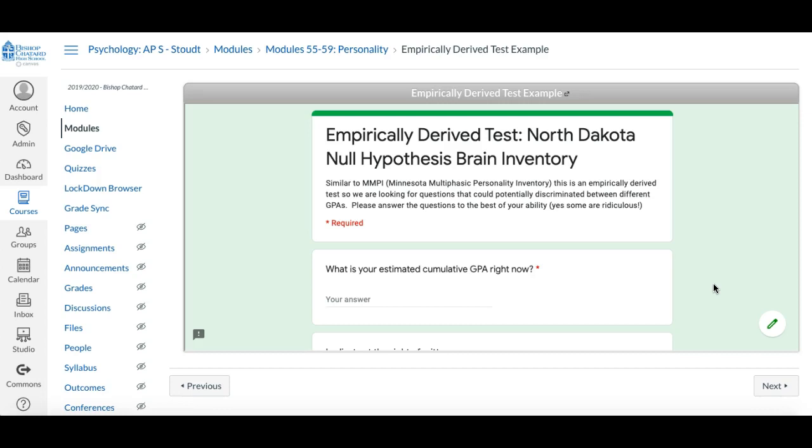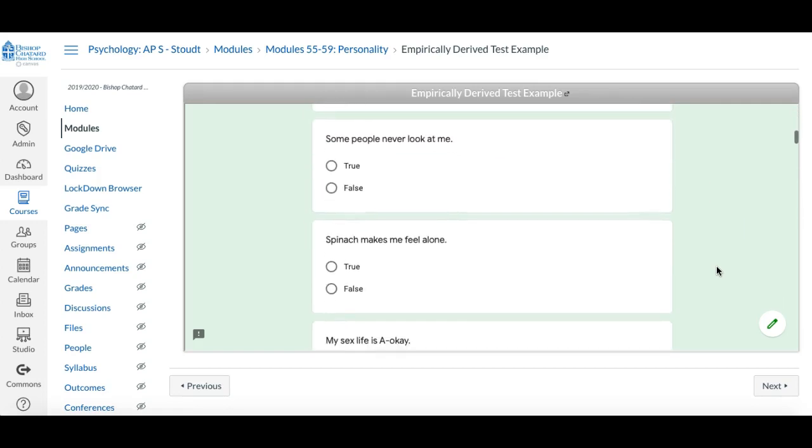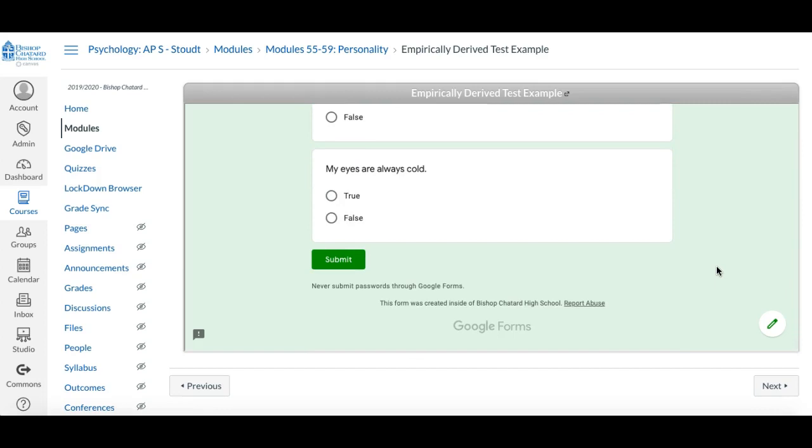So the first question I have in here is, what's your estimated cumulative GPA right now? So, fill that out on whatever your best is. And then you're going to go through, and there's a bunch of weird questions in here. You just answer true, false, true, false, whatever you think. Actually, read them. Don't just put true, false, and then hit submit.